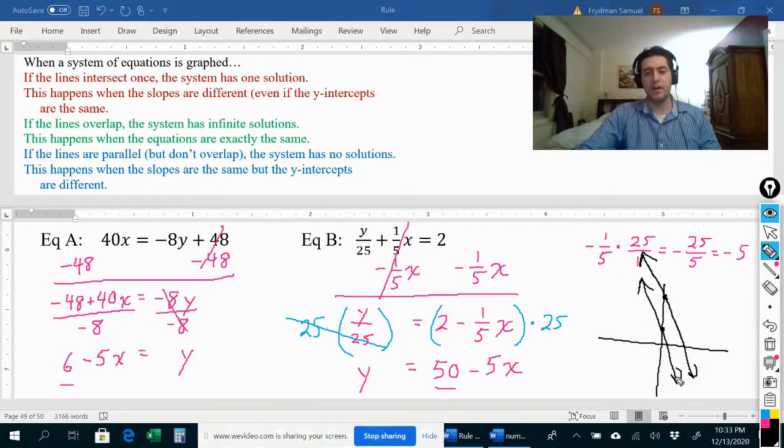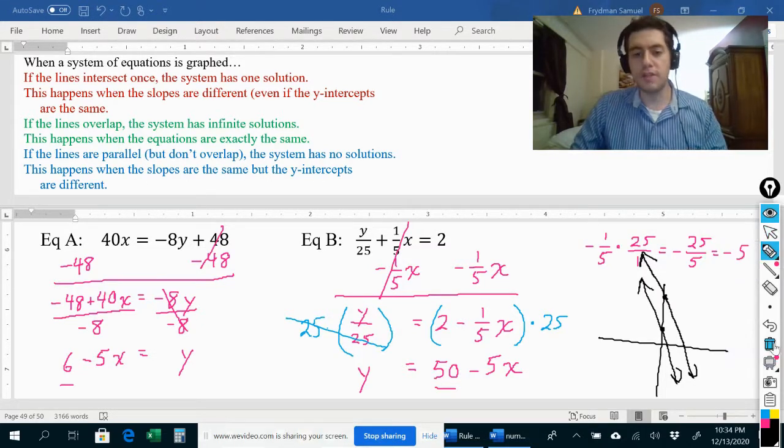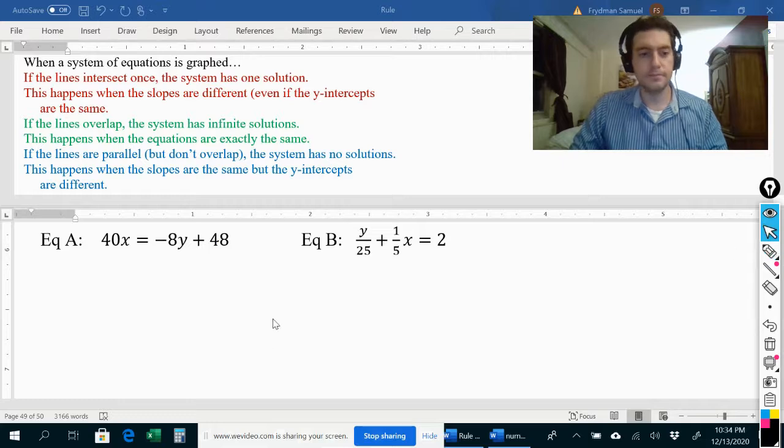They're not overlapping. They will never intersect. So this system of equations would have 0 solutions. Again, if the lines are parallel but don't overlap, the system has no solutions. This happens when the slopes are the same, but the y-intercepts are different. All right, let's move on to the next example here.